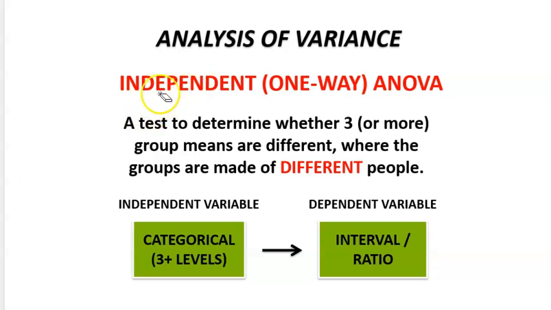But first, the independent one-way ANOVA tests whether three or more group means, meaning the averages, are different, where the groups are made of different people. As you saw in the earlier example, communication, politics and journalism students are different people in each subject. And then we look at how they differ in the number of Instagram postings. That is an interval ratio variable because it is a number of postings.